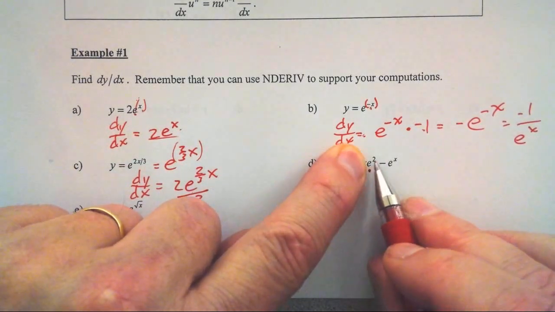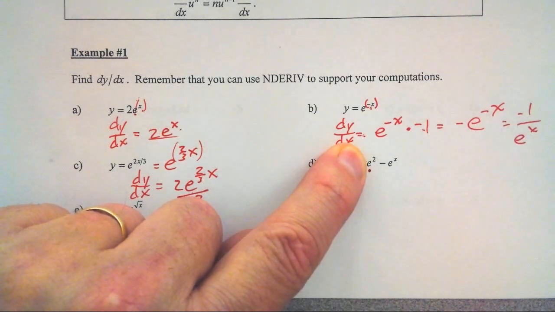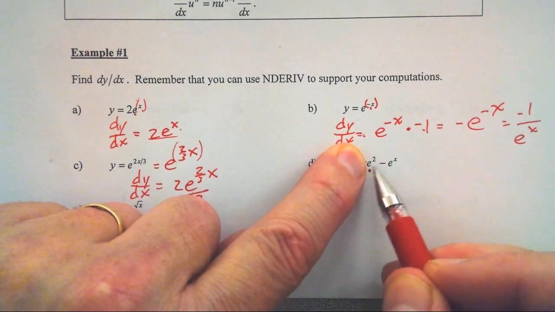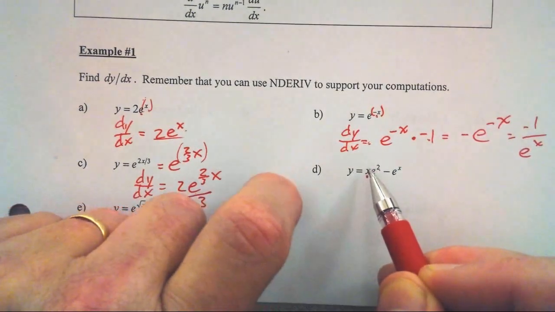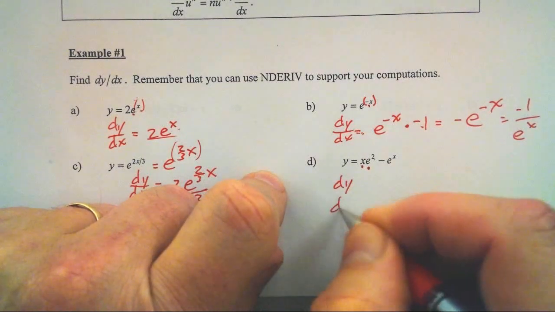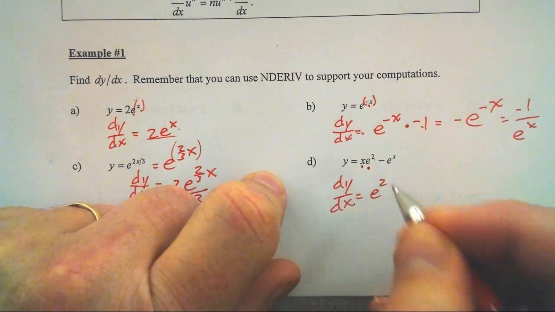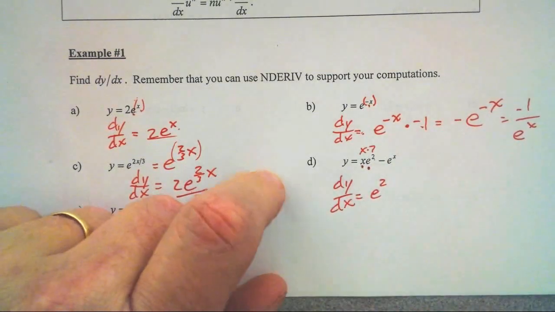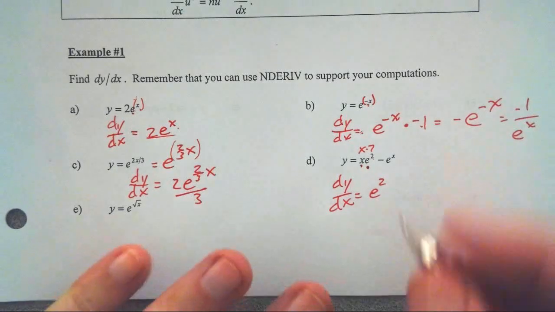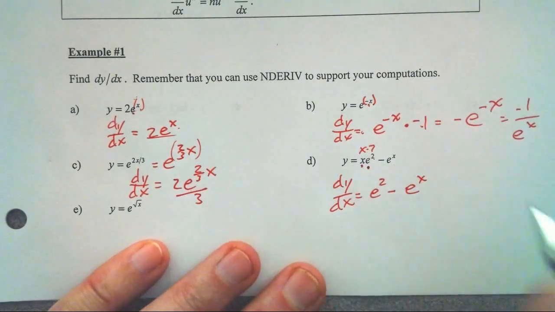But isn't e to the second's derivative just by itself? E is a constant. 2.71, something like that, squared, it's still a constant. This is just a constant times x. So dy dx is just e to the second. It's no different than if this said x times 7. What's the derivative of x times 7? 7. Minus, what's the derivative of e to the x? E to the x.